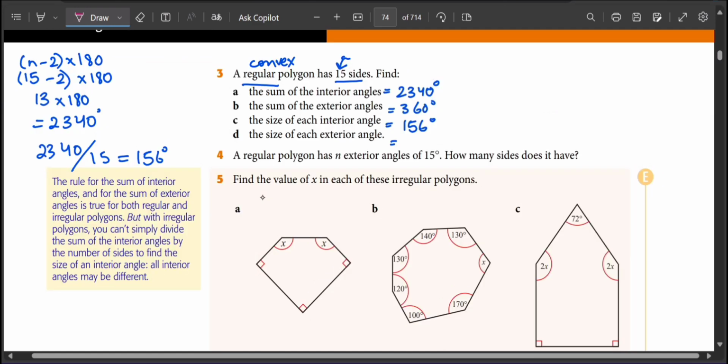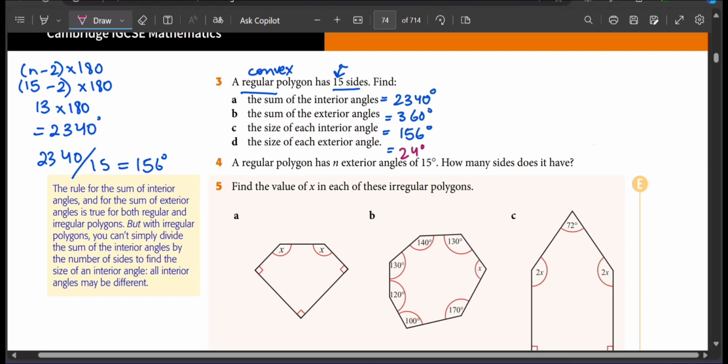So the size of each exterior angle. What's the formula? 180 minus interior angle is the exterior angle. So 180 minus 156 is going to be 24 degrees. So this will be the answer for this part.